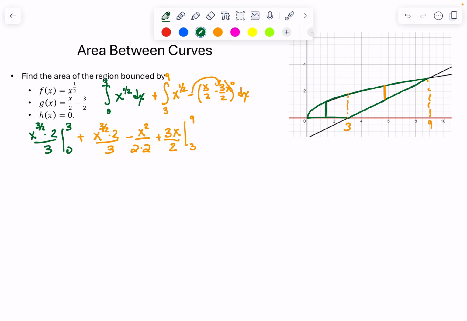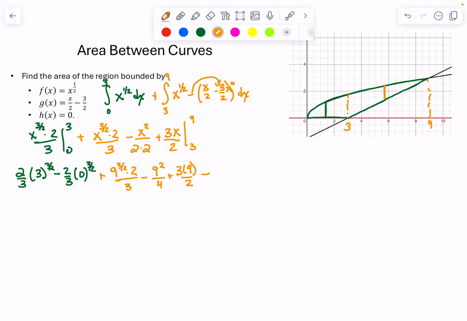All right, at this point, I just need to plug this in and not make a mistake. 2/3 times 3 to the 3/2, and then I'm going to subtract. When I put in 0, that's just going to be 0. Now on the orange part, I'm going to plug in 9. So I'm going to get 9 to the 3/2 times 2 over 3 minus 9 squared over 4 plus 3 times 9 over 2. Then I've got to subtract and evaluate at 3.